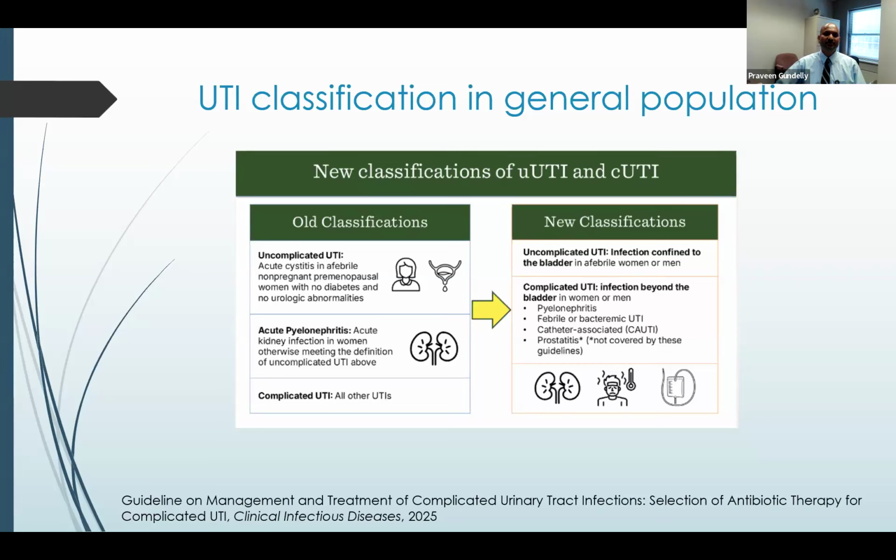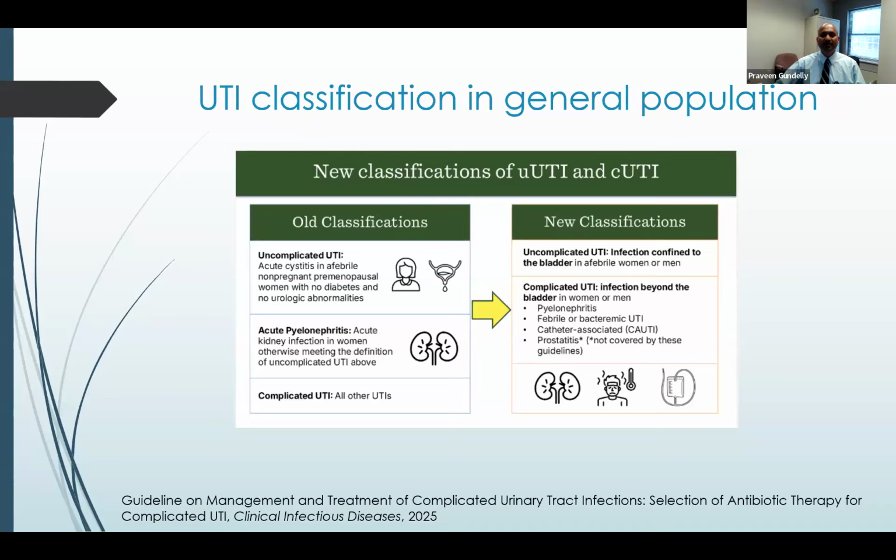In the newer classification, there are only two categories. One is uncomplicated UTI, and the second one is complicated UTI. In the past, uncomplicated UTI included only non-pregnant, premenopausal women who had localized symptoms. Men were excluded from uncomplicated UTI. Men were automatically considered to have a complicated UTI because of the prostate.